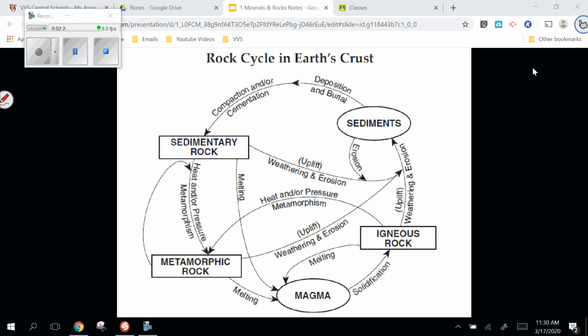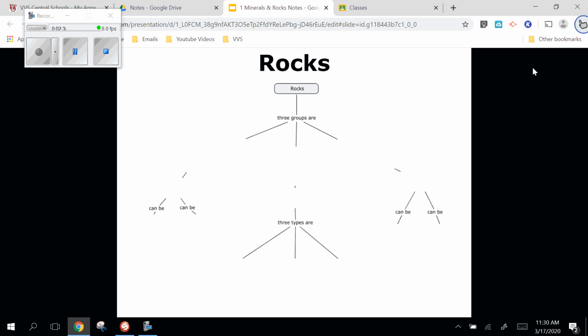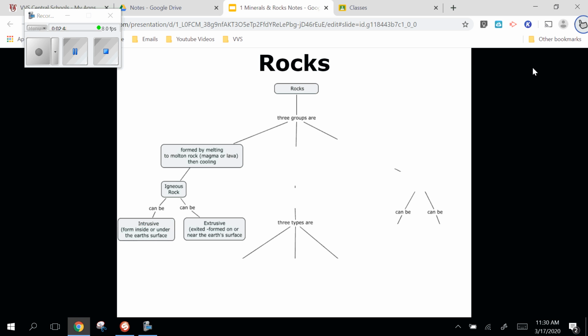All right? So let's talk about three types of igneous rock, sedimentary rock, and metamorphic rock. All right, so again, real quick, little flow chart. So we got three types. Melting gives us igneous. We've got intrusive and extrusive igneous rocks, also known as plutonic or volcanic. And these make up about 66% of all the rocks on the Earth.